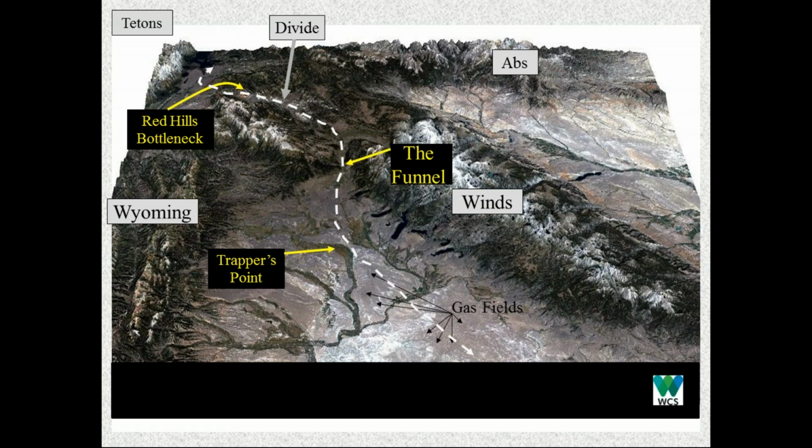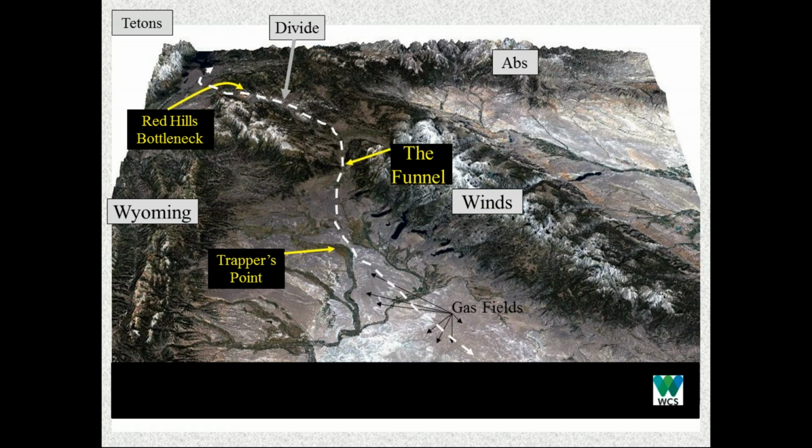And then the most concerning bottleneck is the Trappers Point one in the south, and it's the most famous one. The point is that if we sever this migration corridor at any one of these bottlenecks, then we lose pronghorn as a species from Grand Teton National Park. And so that's obviously not the mandate of the National Park Service, and that is a concern.